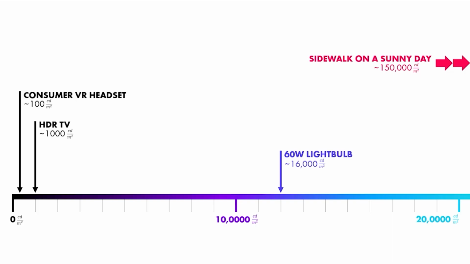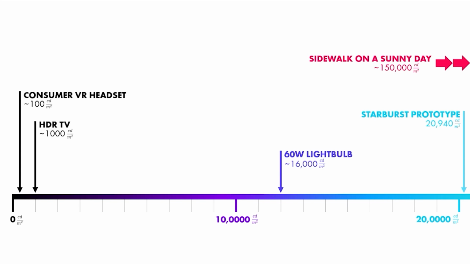Now, if we look at display hardware on a linear scale, we see that on the far left there, current consumer VR headsets can usually recreate about 100 nits. A really nice HDR TV can reach a peak brightness of around 1,000 nits. A good frame of reference here is a 60-watt equivalent light bulb, which is around 16,000 nits. And then, of course, once we start talking about outdoor luminances, like something that's in direct sun, a sidewalk, for example, we're looking at somewhere around 150,000 nits, although that varies widely.